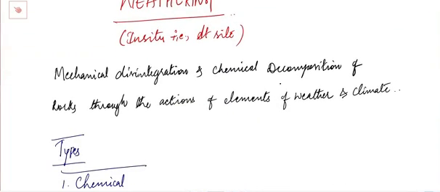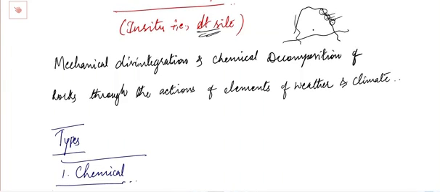So first, what is weathering? Weathering is an in situ process, which means it happens at the site. If you consider this as a mountain or a rock, then at this place a kind of weathering or removal takes place. So this is called in situ, or at the site. And this removal is known as weathering. So here we will see what weathering actually is.